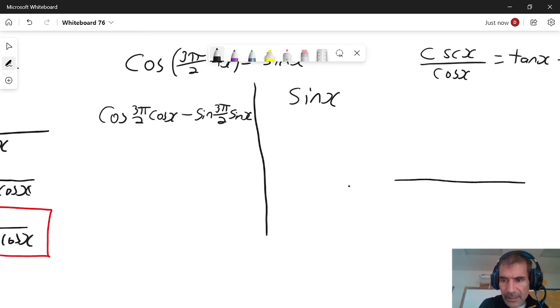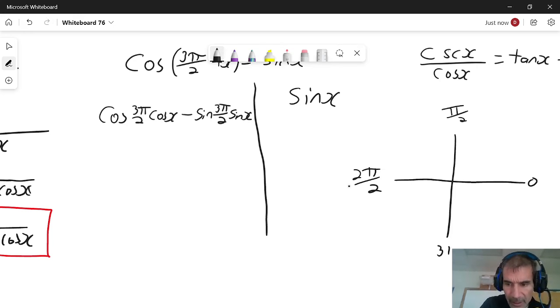Well, let's have a look at our Cartesian plane. That's 0 degrees. This is pi over 2. So that's 2 pi over 2. And down here, we're at an angle of 3 pi over 2. Remember, you start here and you go counterclockwise. So that's pi over 2, 2 pi over 2, 3 pi over 2.